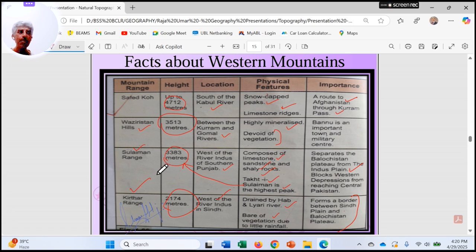Highly mineralized area, different sorts of minerals are being explored in that area. But security wise, this area is really very sensitive, and there are certain issues regarding security in this area. However, the Pakistani government and the Pakistan military are doing really well.